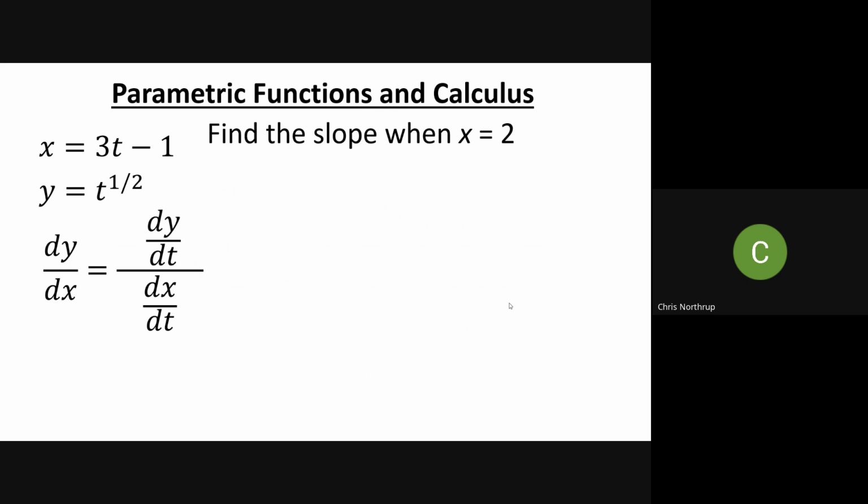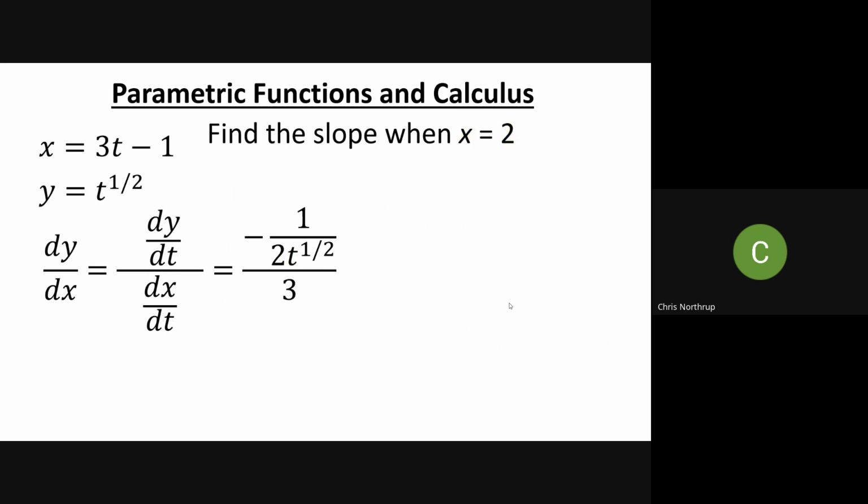I'll tell you one thing. Most people tend to say 3 over the derivative of t to the 1/2. Be really careful because it's dy dt over dx dt. So that should give us the following. 1 over 2 t to the 1/2, because using your power rule for the y function, and then the derivative of my x function is just a 3. Now we have an issue though, because it's asking for the slope when x equals 2, but here I don't have x, I have t.